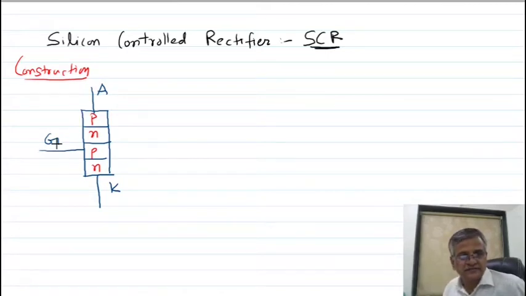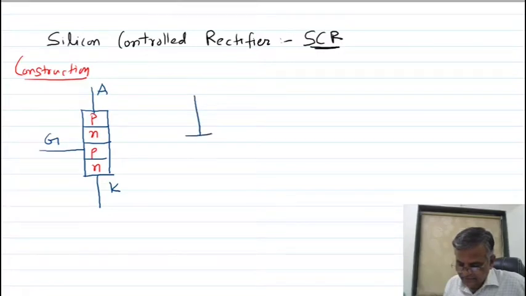SCR is a 3 terminal and 4 semiconductor layer device. It is a PNPN semiconductor layer device and consists of 3 terminals: gate, cathode and anode. The symbol of the SCR is shown in the figure. This is the symbol of the SCR. This is anode, this is cathode, and this is your gate.